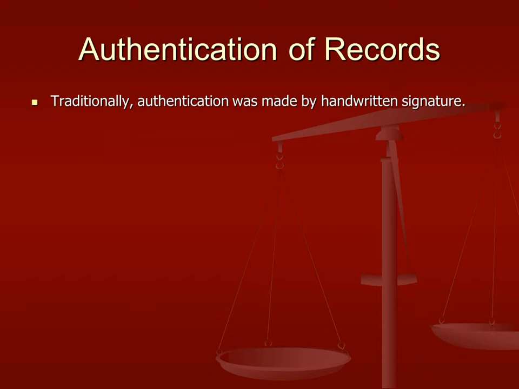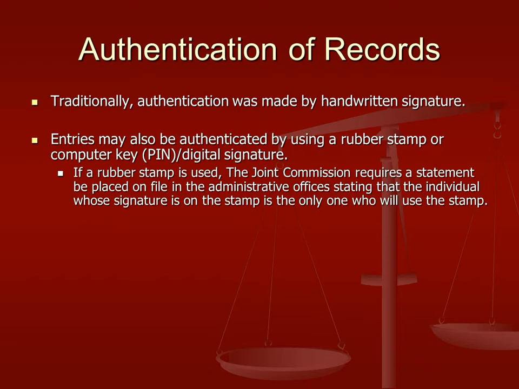Now, with the authentication of records, traditionally it was just a handwritten signature. And we've talked about this before. Another way to authenticate records, on paper records, would be a rubber stamp, or if it's electronic, it would be a computer key using a PIN number or actually a digital signature. And if a rubber stamp is used, the Joint Commission requires a statement be placed on file in the administrative offices, not in health information, in the Office of Administration of the hospital, stating that the individual whose signature is on the stamp is the only one who will use that stamp.